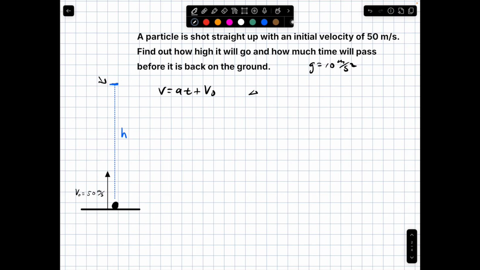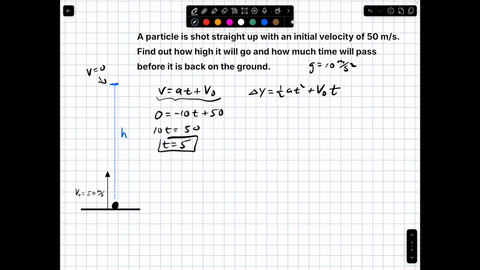Another equation that we have is the displacement, I'll call it delta y in this case, is equal to 1/2 at squared plus v sub o times t. Now, when it's at the top, I know that the velocity is equal to 0. So what I can do first is take this equation and say 0, the velocity at the top, is equal to -10, which is the acceleration, at what time, plus the initial velocity of 50. I can solve this. That gives me 10t is equal to 50, which means t would be 5.